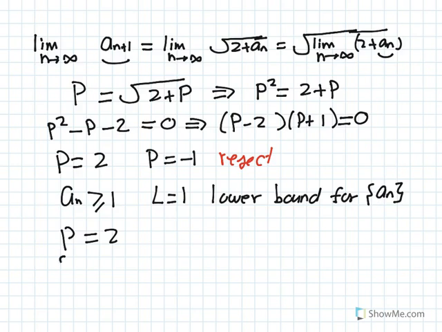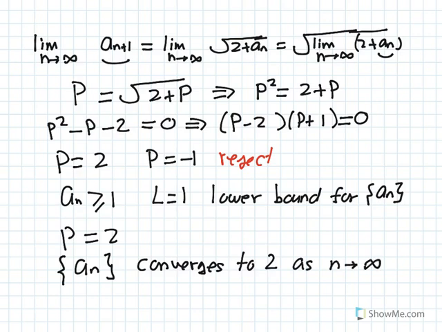The sequence a_n converges to 2. It has a converging limit of 2 as n goes to infinity, and this is in agreement with our prediction, with our intuition, that this is a convergent sequence and it converges to 2. All right, thanks.